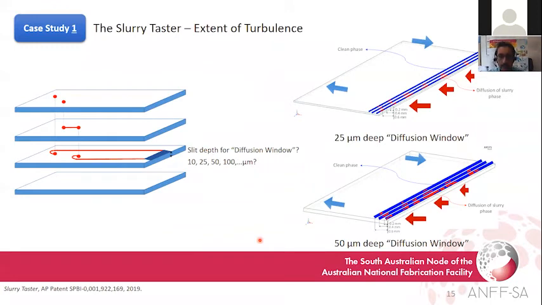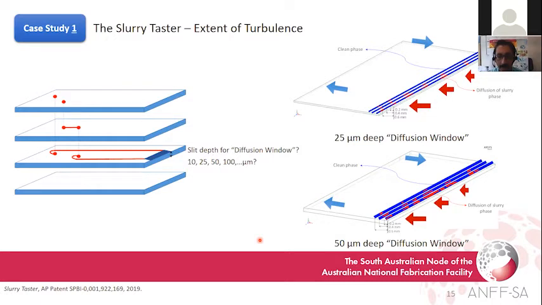So I mentioned before, the device is a 4-layer glass chip. We could potentially fabricate the chip with 10, 25, 50, 100, and above micrometer depth for the diffusion window. So the main question is, what is the right slit depth for the diffusion window in order to break the turbulency? We performed simulation for all 4 assumed depths in parallel.